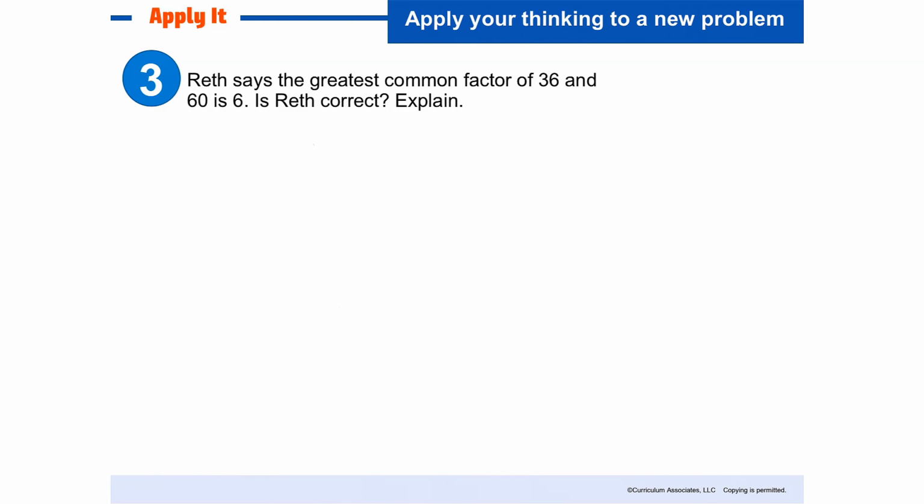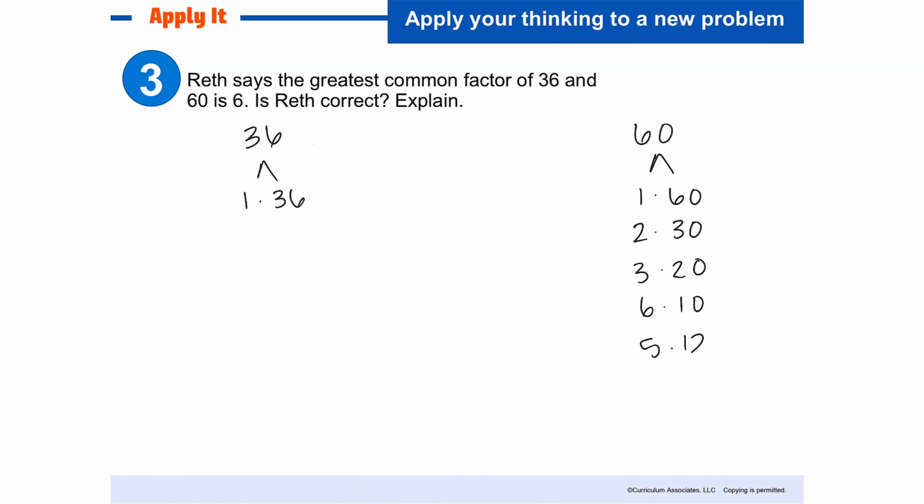Looking at number 3, Reth says that the greatest common factor of 36 and 60 is 6. We'll see if Reth is correct. So we're going to go ahead and start with 36 and 60 up here with our factor trees. And I'm going to go ahead and do 60 because 60 is a little bit easier for me to recall my facts. So I have 2 and 30. Okay, then I have 3 and 20. And then I have 6 and 10 and 5 and 12.